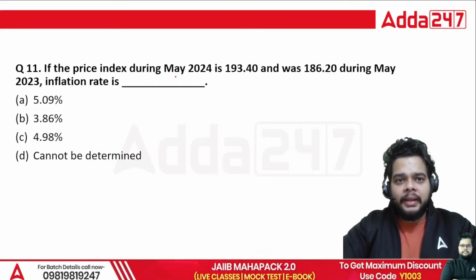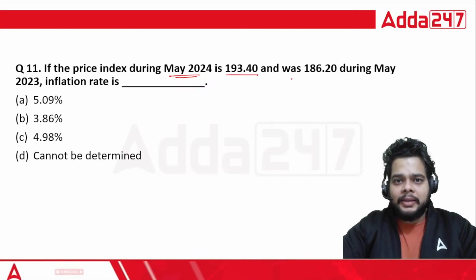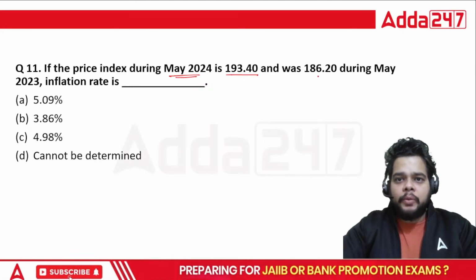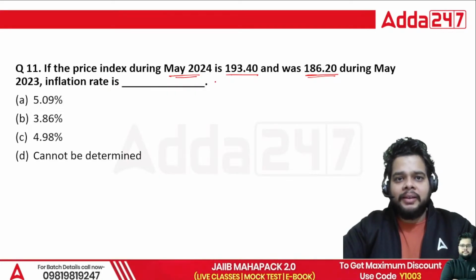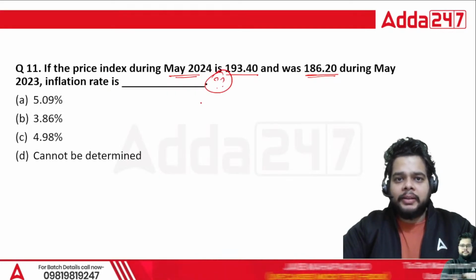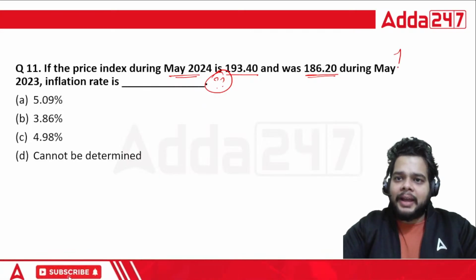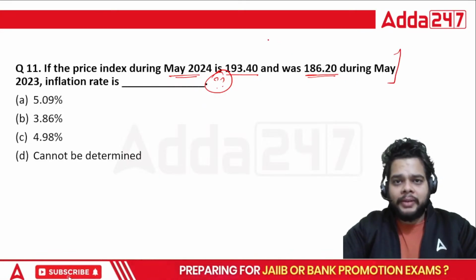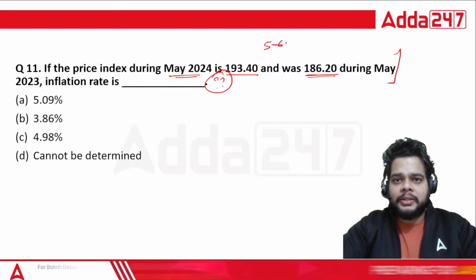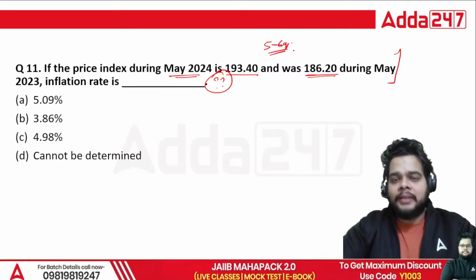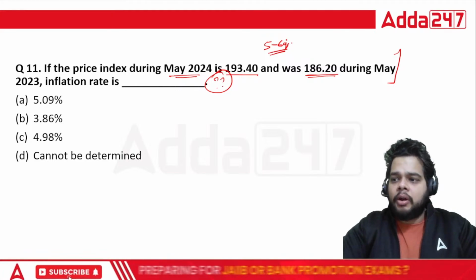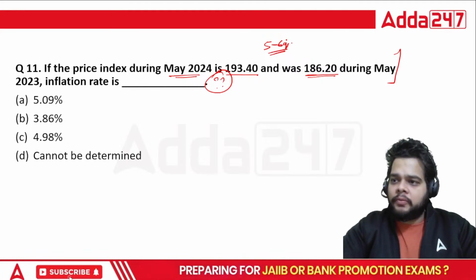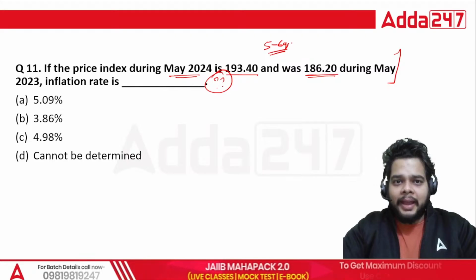If the price index during May 2024 is 193.40 and it was 186.20 during May 2023, the inflation rate is what? You have to calculate the inflation rate. Now, in the previous class, we have seen a good amount of questions, approximately 5 to 6 questions based on formulas. And today also, we will be continuing the same pattern. We will try to cover all those important questions from where the numericals can be asked.